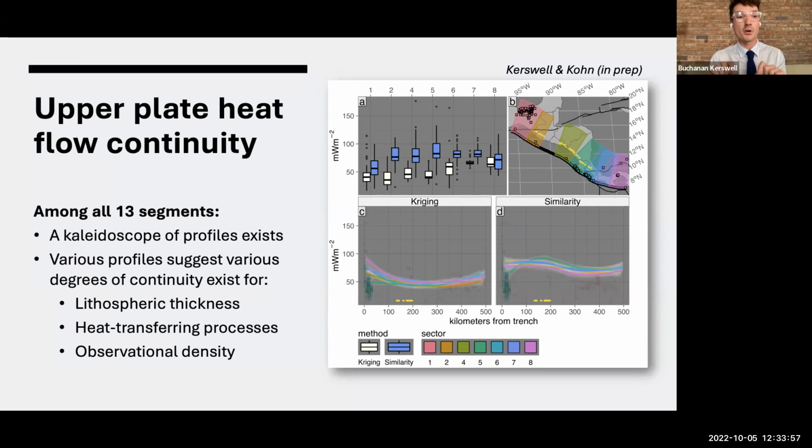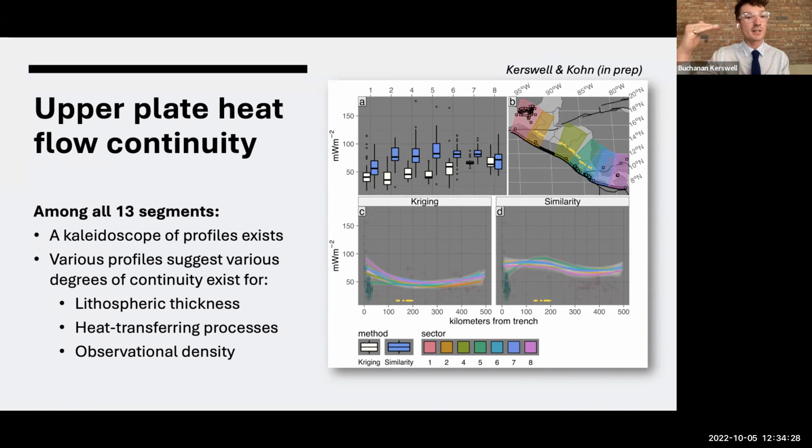The trench perpendicular profiles are the two plots on the bottom, one for kriging, one for similarity. And there's a lot to note about these different profiles, but one thing to note is that similarity on average predicts higher heat flow than kriging does. So this can be explained by, if you notice the little gold diamonds on the bottom of the bottom plots, those represent the locations of the volcanic vents.